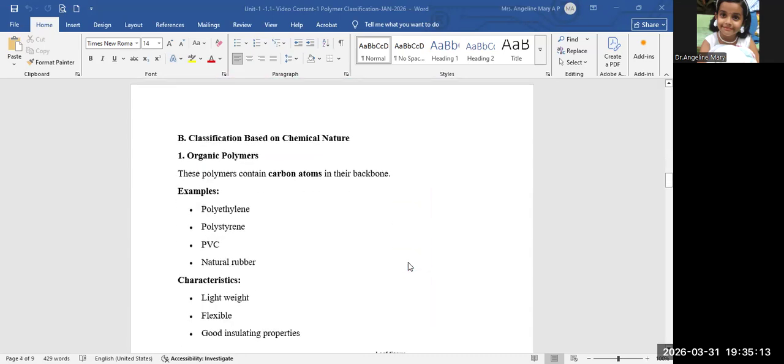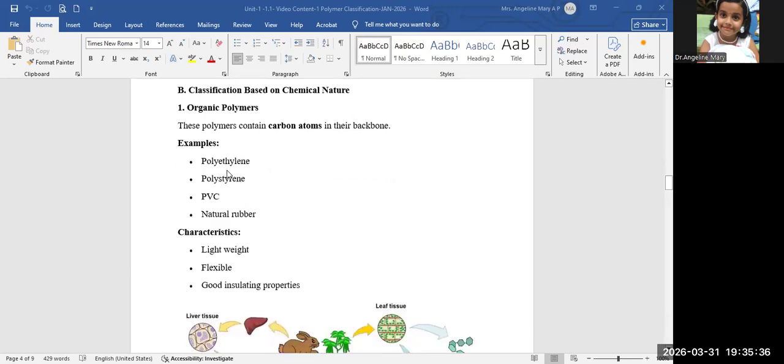The second classification is that polymers can be classified based on the chemical nature. Based on the chemical nature, they are classified as organic polymers and inorganic polymers. First one is organic polymers. These polymers contain carbon atoms in their backbone. So carbon is the main backbone of these polymers. Examples: polyethylene, polystyrene, polyvinyl chloride, natural rubber.